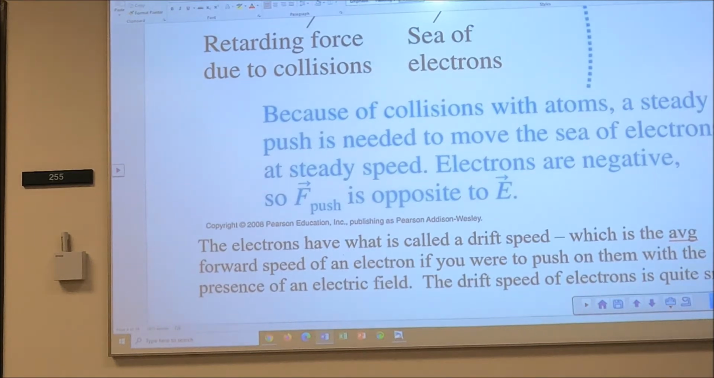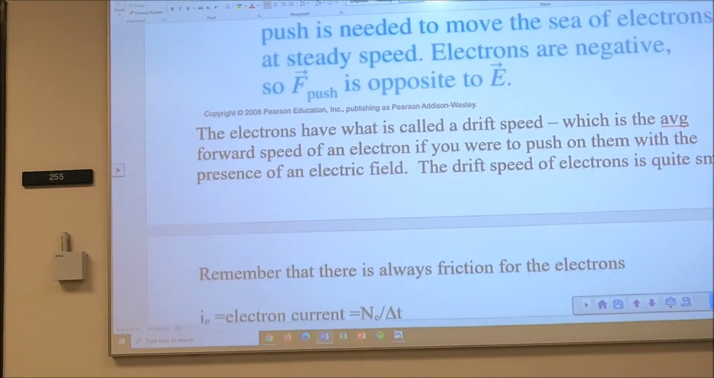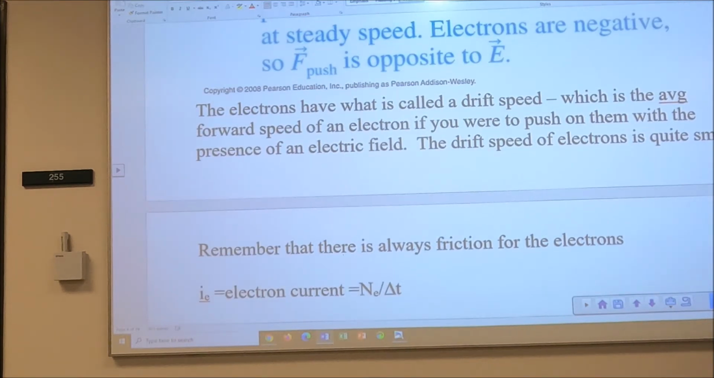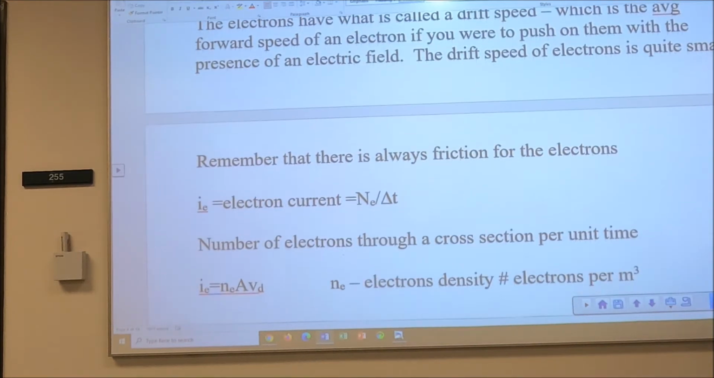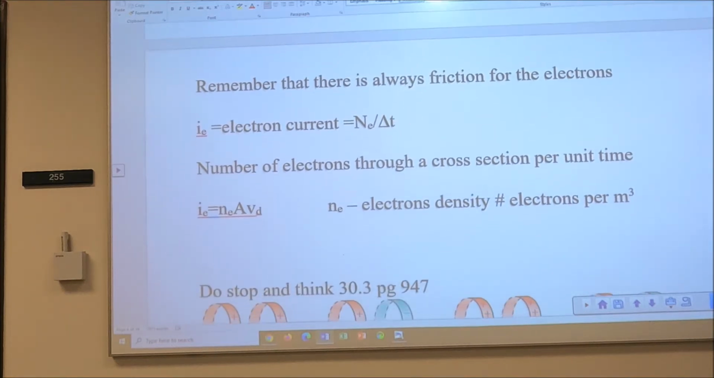Because of collisions with atoms, with other pushbacks from other electrons, a steady push is needed to move the electron at a steady speed because there's friction. Now, electrons have what's called a drift speed, which is the average forward speed of an electron in the presence of an electric field. Drift speed is quite small.